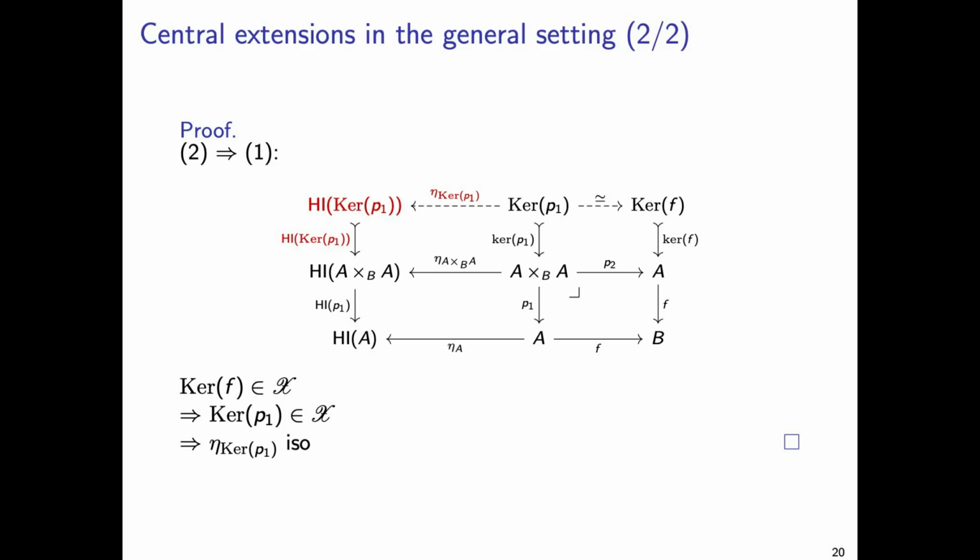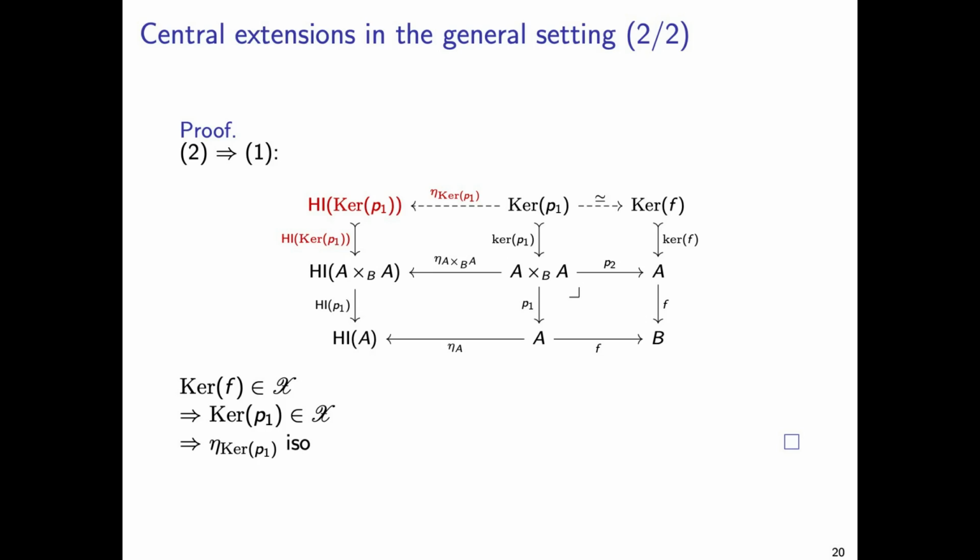Okay, so let me show how one does this. So let us assume that we start with an extension F, whose kernel lies in X. We take its kernel pair and want to show that P1 is a trivial extension. Because we assume that in our category C, any regular epi is effective for descent, and the extensions are given by the regular epis, then this implies that F is central.